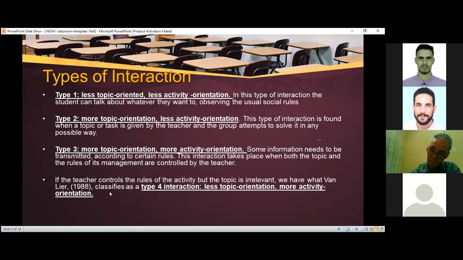And the last one, if the teacher controls the rules of the activity but the topic is irrelevant, we have here what Van Lier classifies as a type 4 interaction. Less topic orientation, more activity orientation. These 4 types of interaction actually take place in the classroom and are determined by the roles of the participants, the tasks accomplished, and the type of knowledge they exchange.